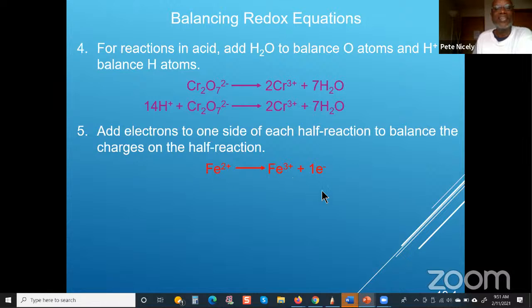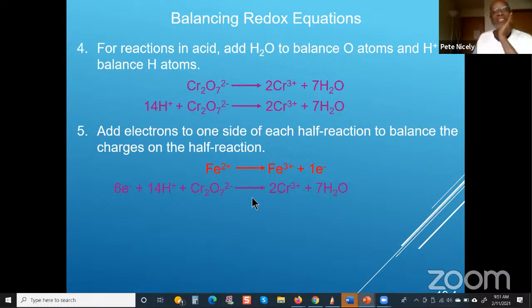Well, we add, in this case, 1 electron to the right side of the equation, because when you add 1 electron to the right side of this equation, the total charge here becomes 3 minus 1 plus 2, and that balances with the +2 on the left side, right? So that's how we balance this half equation.